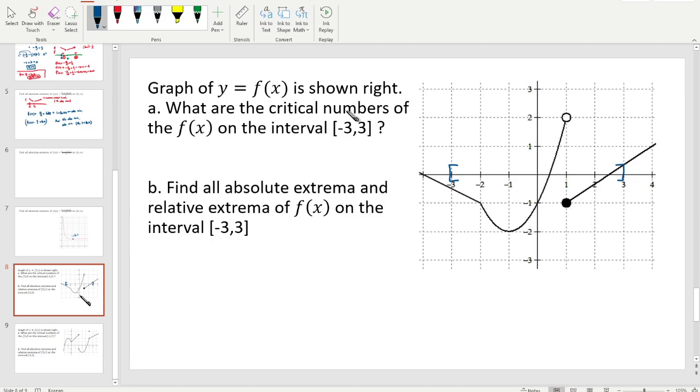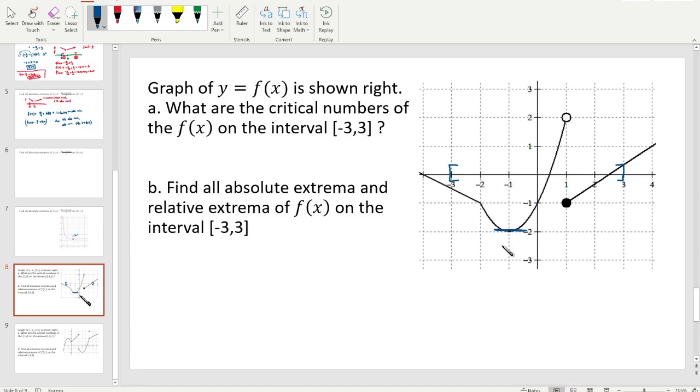First question is, what are the critical numbers of f(x) on the interval negative 3 to 3? Well, critical numbers are points where the derivative is equal to 0 or where the derivative is not defined, the points where the function is not differentiable. To get the point where the derivative is equal to 0, you look at points where you can have a horizontal tangent. So this is the point where you can have a horizontal tangent, right? It dips down and comes up.